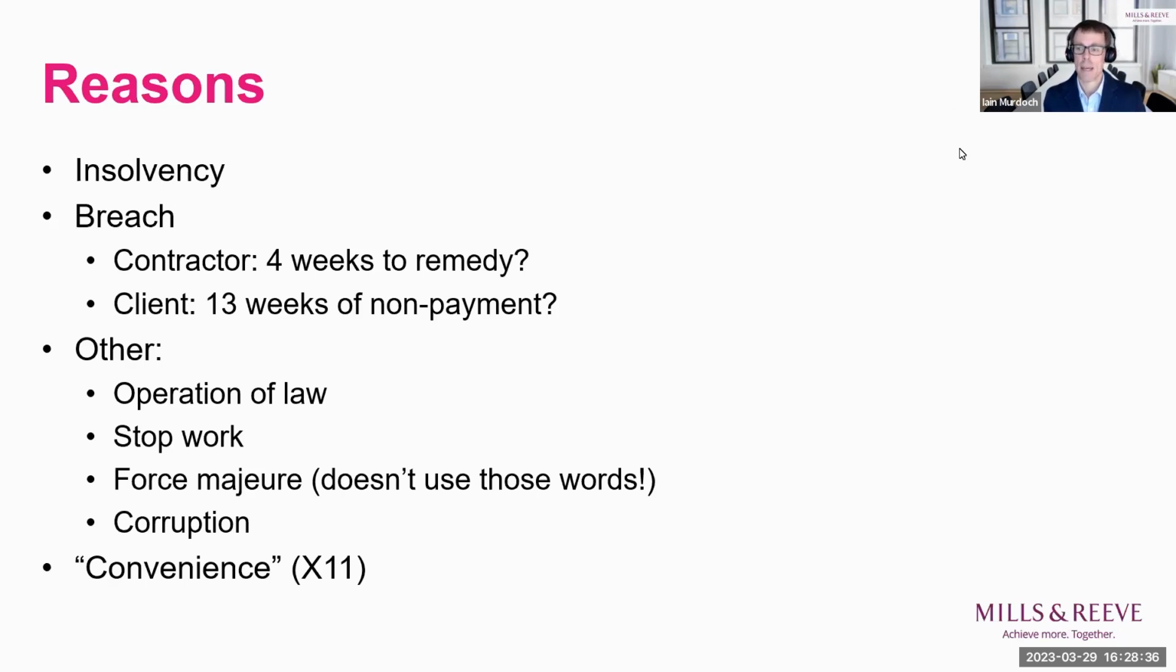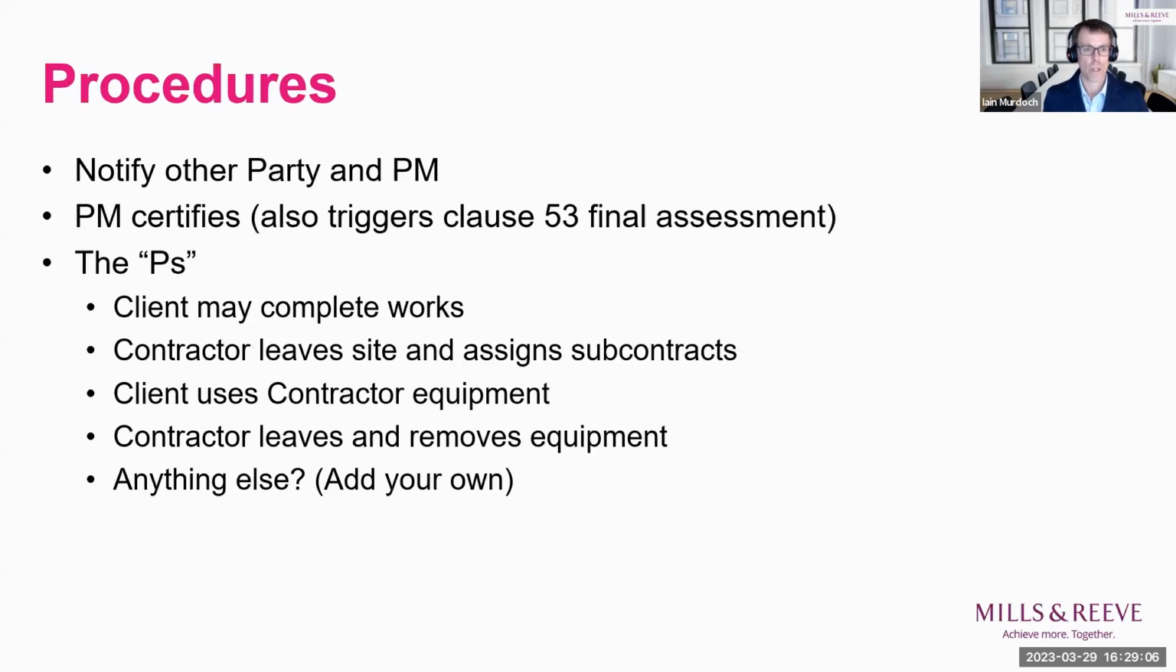X11, I mentioned when I had the table up on screen in the previous section, is often summarized as termination for convenience, but the NEC does refer to it as termination for other reasons. So again, I think even in that sense, you need to be careful to give it a reason if you're using X11 and terminating for convenience. So that's a whistle-stop tour through the reasons, which the NEC refers to as its R1, 2, 3, and 4, or in some of the other forms using the full word reason. Here are the procedures, which the NEC cunningly refers to by P numbers as opposed to R numbers.